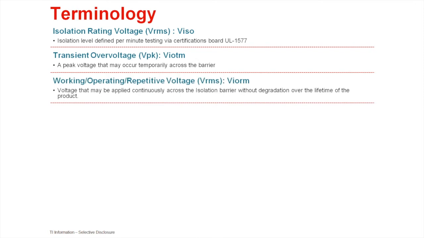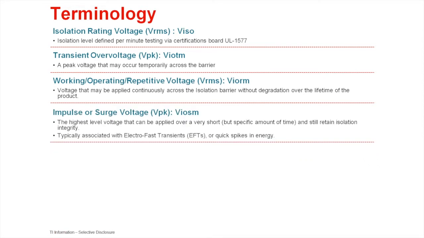Third, we have the working or operating or repetitive voltage, again typically given in VRMS. It is also associated with spec VIO-RM. This is the voltage that may be applied continuously across the isolation barrier without degradation over the lifetime of the product.